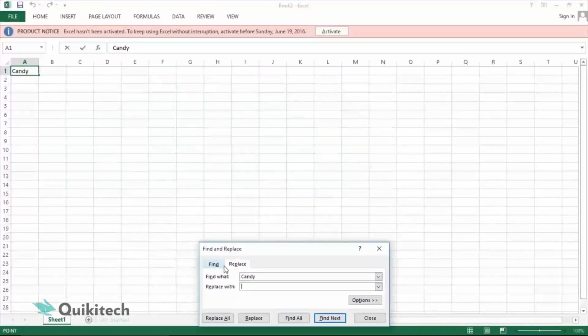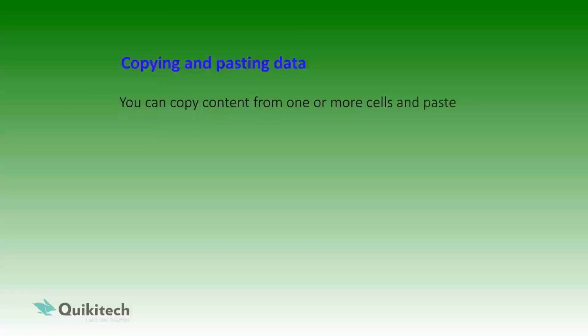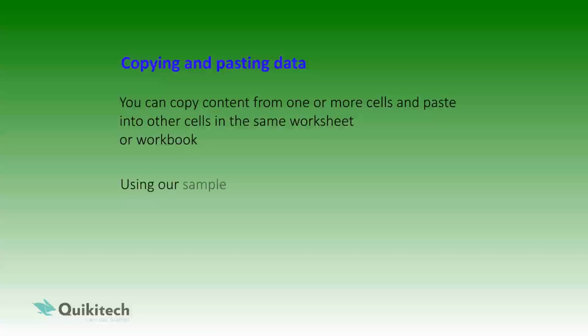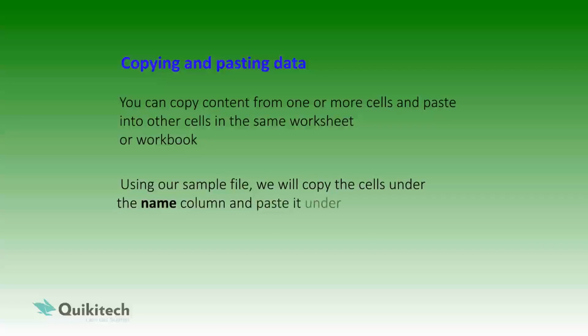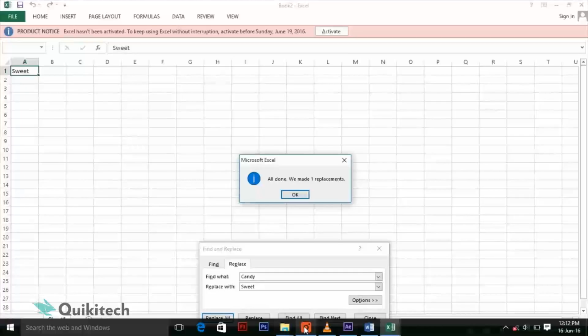5. Click on the Replace button and type in the replacement word. In our sample, we will type sweet to replace candy. 6. Click Replace All. 7. A dialog box comes up informing you of the number of words that were found and replaced as shown in the figure on your screen. 8. Click Close on the dialog box. The text will be replaced.